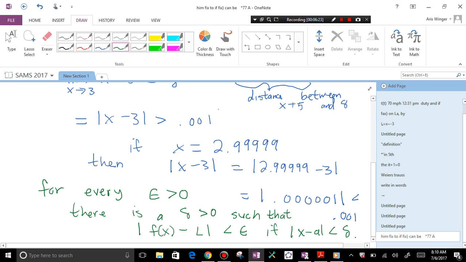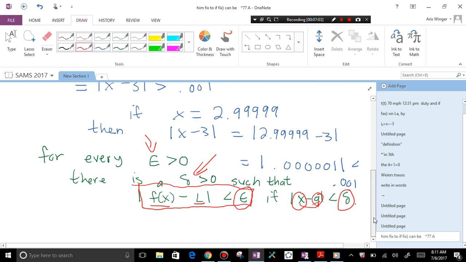So all that means, again, in words, is that when the skeptic says, can you get this close? Then you can, by making x close enough to a. I can make f as close to L as I want, the distance from f to L as small as I want, by finding an x close enough to a. That's what it means. Please. Oh, thank you.